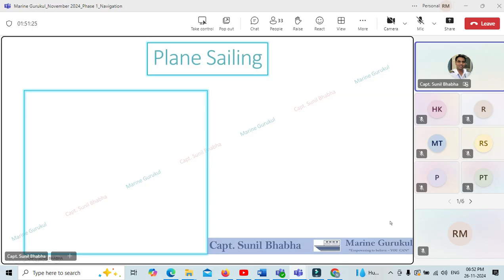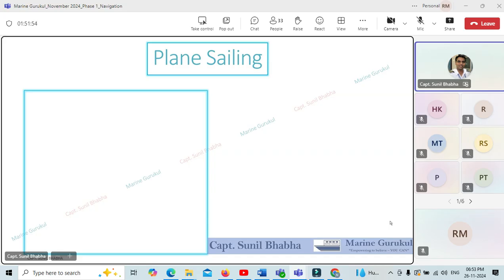We now move into our second rhumb-line sailing, that is plain sailing. Plain sailing gets its name from the fact that in plain sailing we use the concept of plane trigonometry. We use the three trigonometric ratios, cos theta, sin theta, and tan theta, for a plane right angle triangle to get our course and distance.